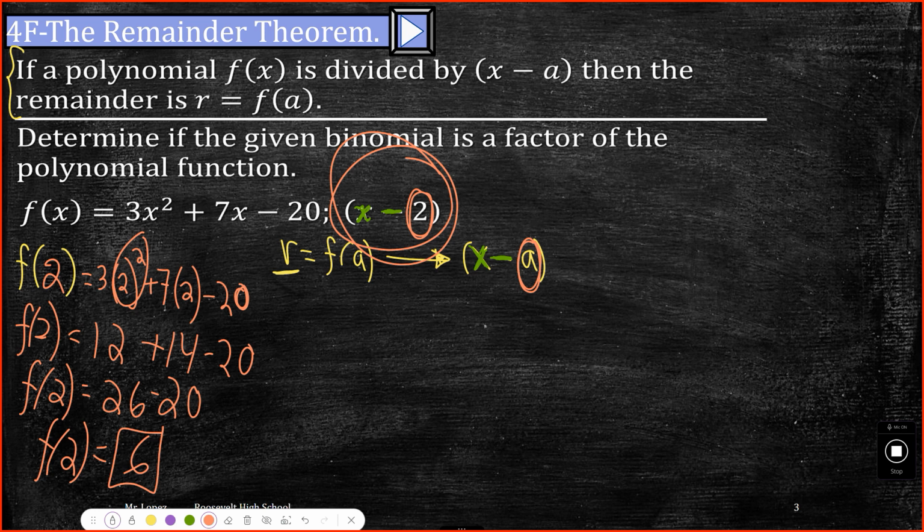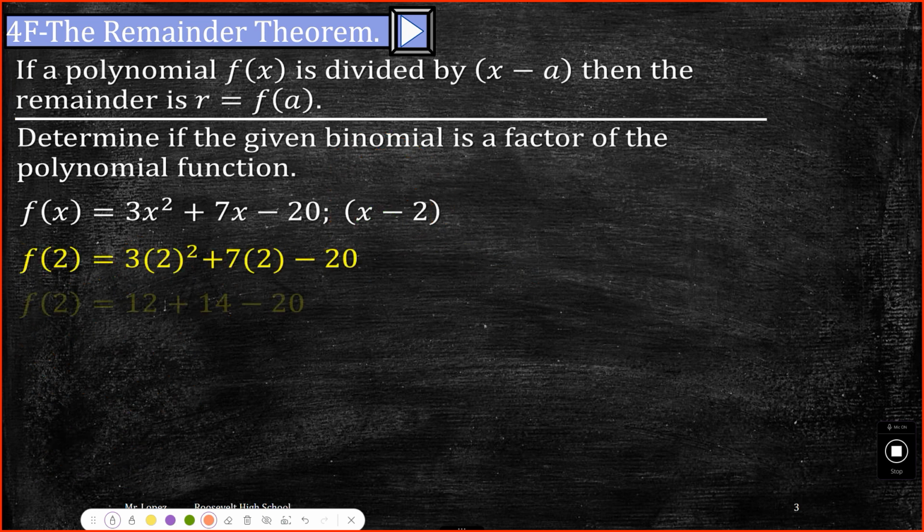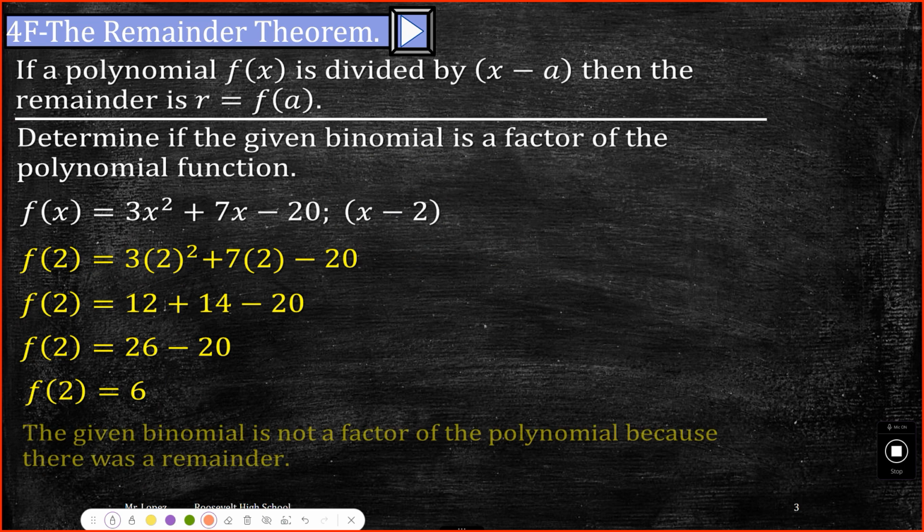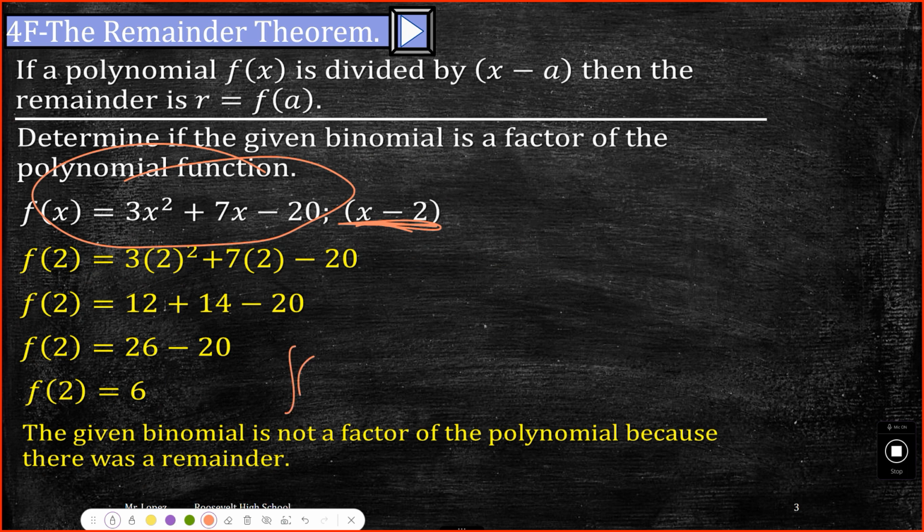And that's the lesson for today. That's it. The given binomial is not a factor of this polynomial because there was a remainder that is not 0. There was actually some other number not 0, so it's not a factor. If it would have turned out that f of 2 equals 0, then what can we say? The given binomial is a factor of the polynomial because the remainder is 0. That's the idea. All right. So that is it for today.